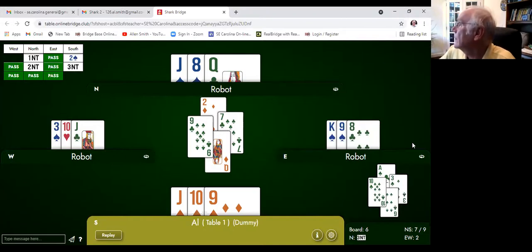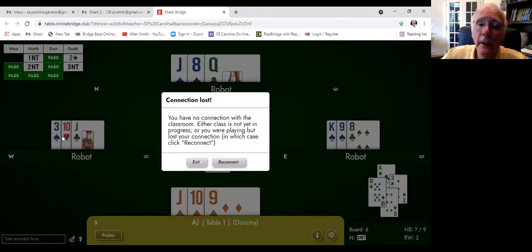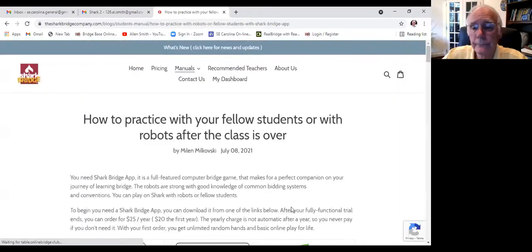What I'm going to do is close up Shark Bridge now. That's the last of the hands. And come back here. We're going to close this last window. We're going to maximize the screen. And we're going to stop share.